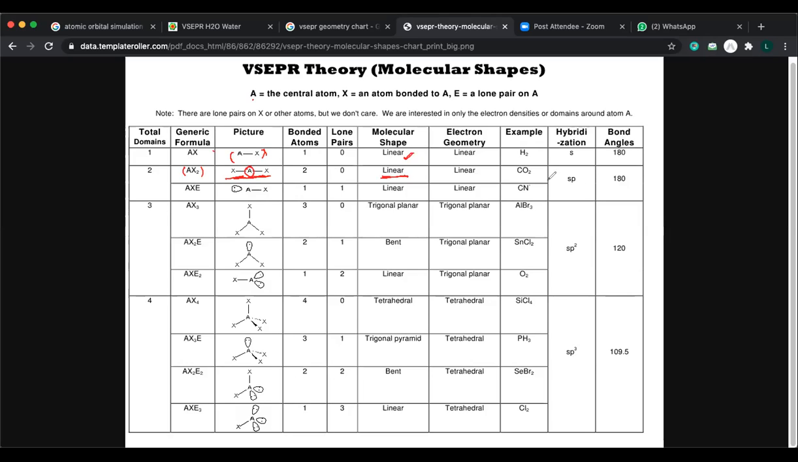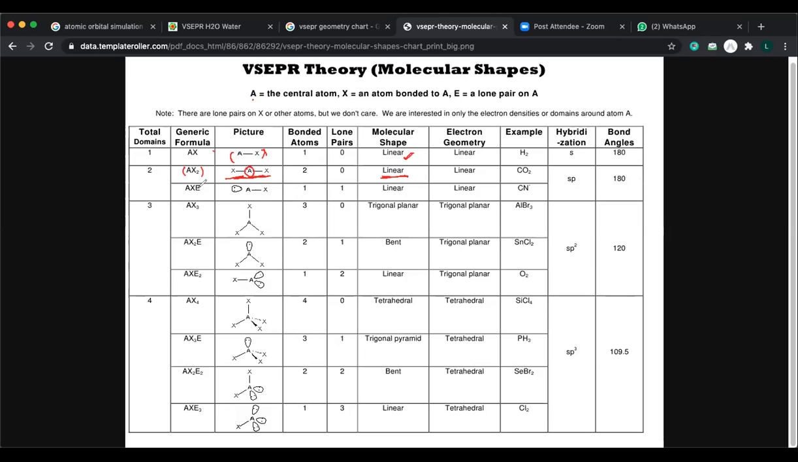Hybridization, we'll discuss the valence bond theory, hybridization and all. Now what would be the bond angle when they are directly opposite to each other? The angle between these two bonds is 180 degrees. That is why it is forming a line.